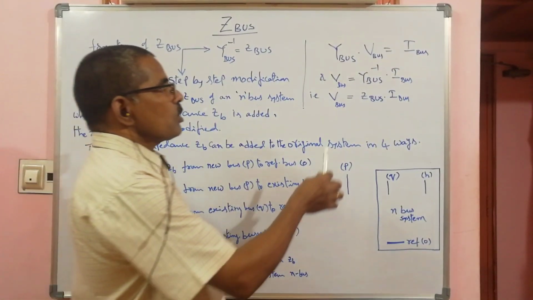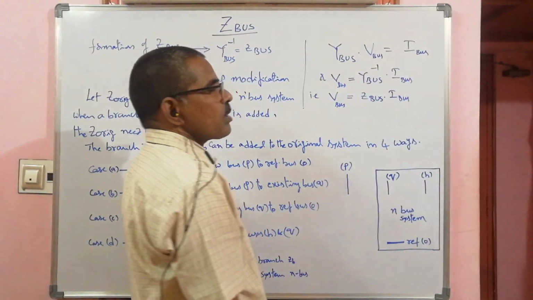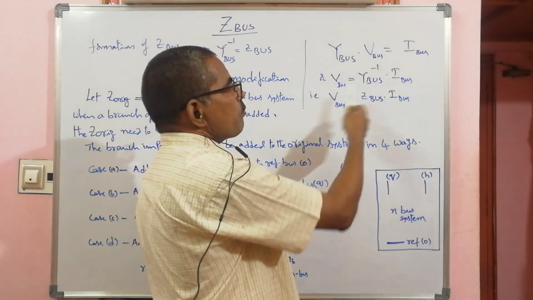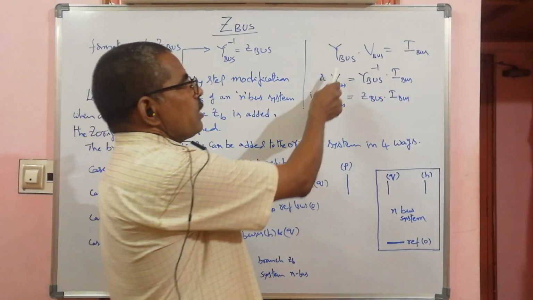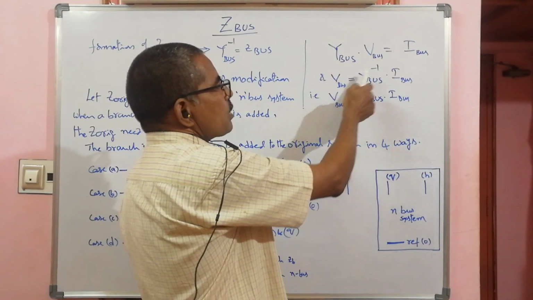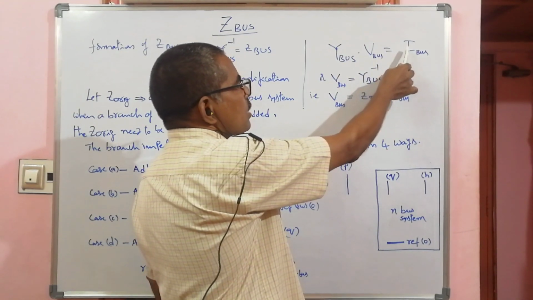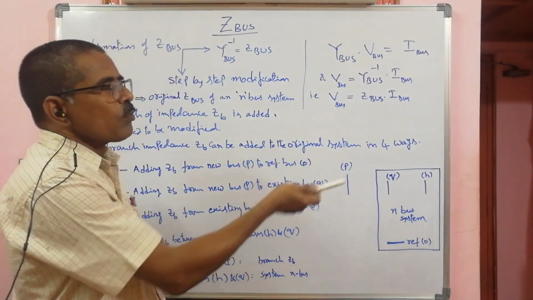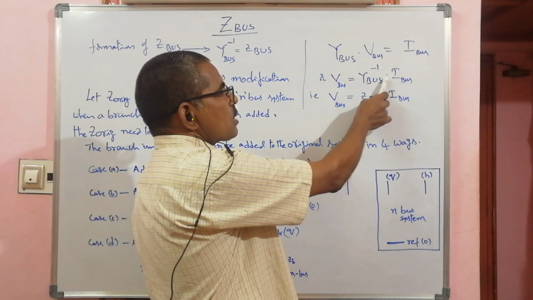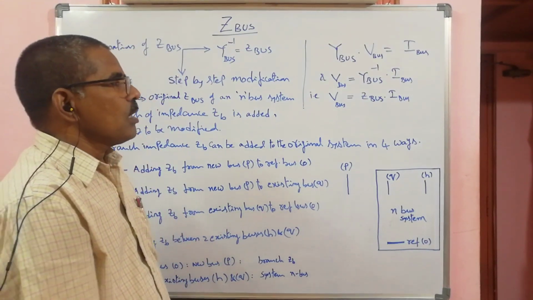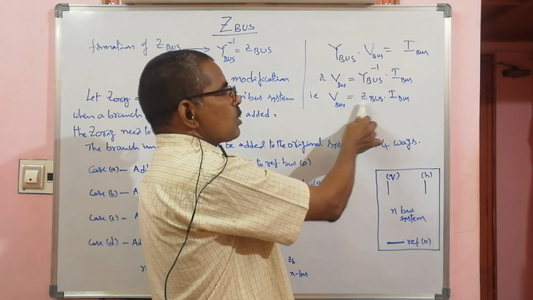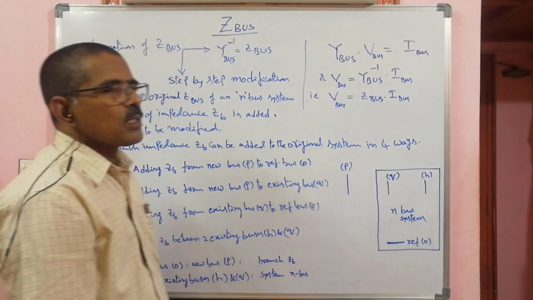Z bus: you just see, I bus equals Y bus into V bus, the fundamental equation. From this, if you pre-multiply each term with Y bus inverse, Y bus inverse product Y bus becomes 1. So V bus is Y bus inverse product I bus, and this Y bus inverse, as all of you know, is Z bus. So V bus is Z bus into I bus.